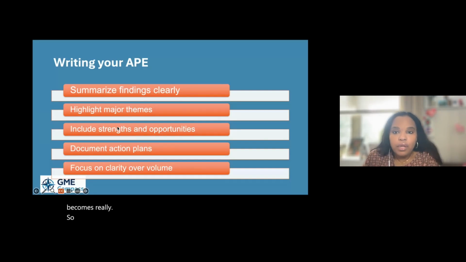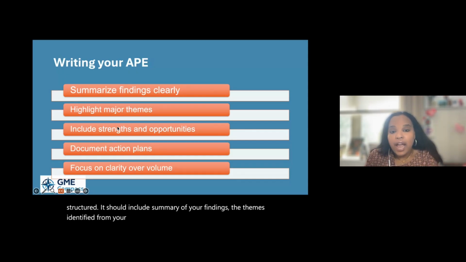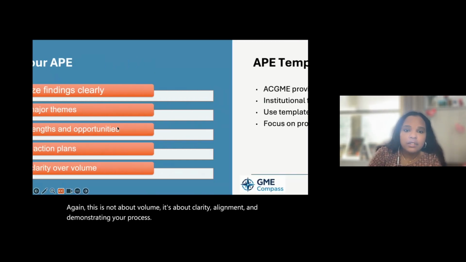So, writing your APE. Your APE document should be clear and structured. It should include a summary of your findings, the themes identified from your data, and your action plans. Again, this is not about volume. It's about clarity, alignment, and demonstrating your process.